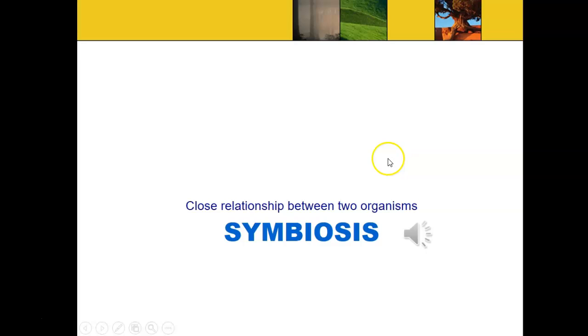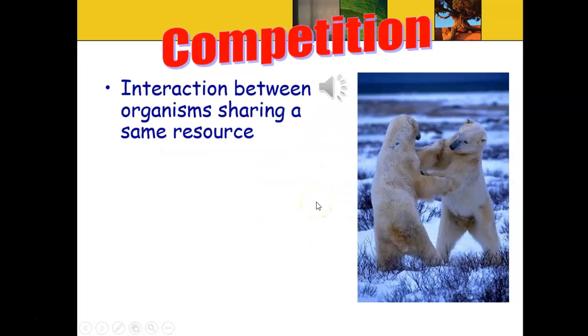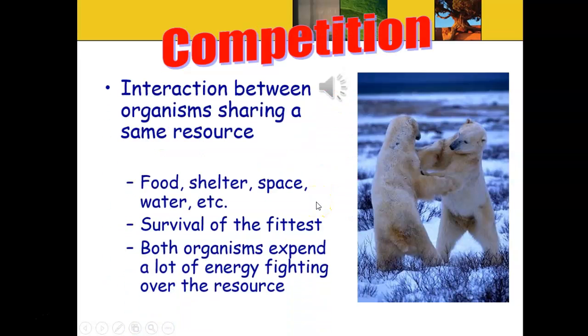There are relationships that exist between organisms, and we call this symbiosis. There are 4 major relationships that can occur within organisms. Number 1 is competition. This is going to be interaction between organisms that are sharing the same resource. So if you're in an ecosystem and let's say you have 2 organisms that like to eat squirrels, they're going to compete for those squirrels. Okay?